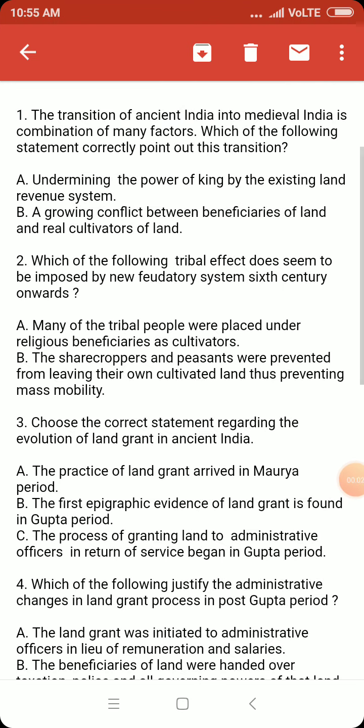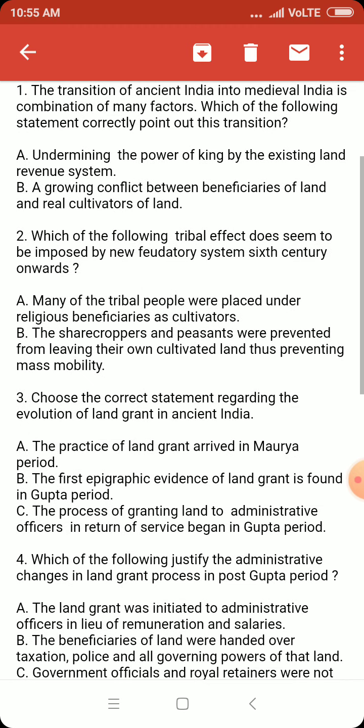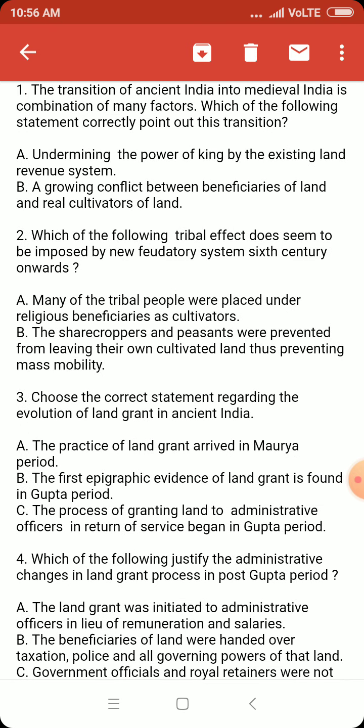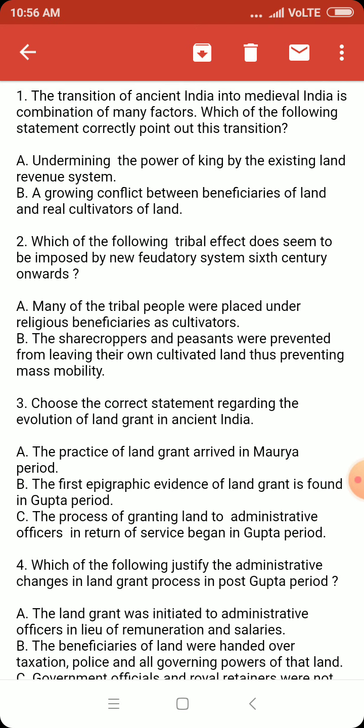We are going to discuss some objective current affairs questions from art and culture sections. These questions are equally important for the mains exam. So while you are reading the questions, you can also gather the concept for the mains exam. You will find the answers in the comment and description box. The topic we are going to pick up today is mainly land grant in ancient India. So let's proceed to the questions.